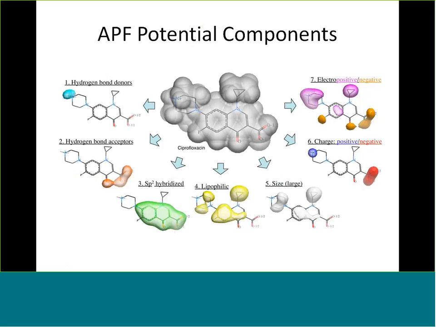Okay. So these are the potential components that we include in APF. We include hydrogen bond donors, hydrogen bond acceptors, regions of sp2 hybridization, lipophilic regions, a field for size, and we also have charge, positive and negative, and also electropositive and electronegative regions. It's just an example with one compound that has many of these properties in it.